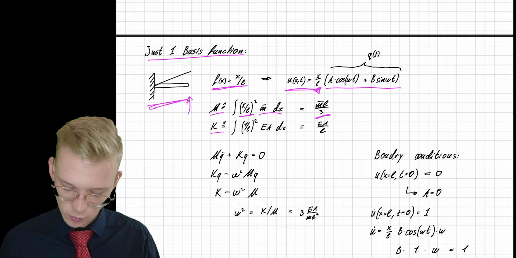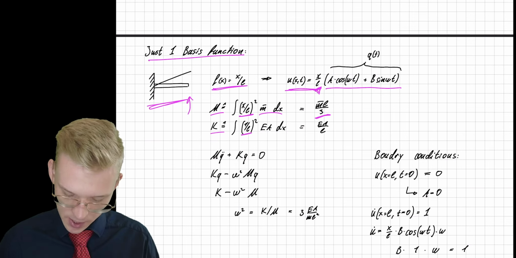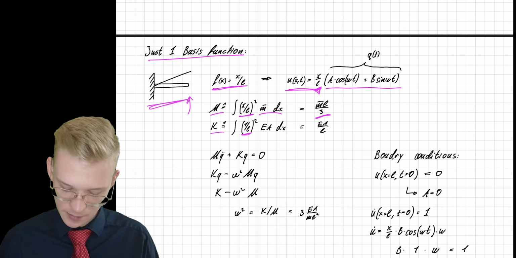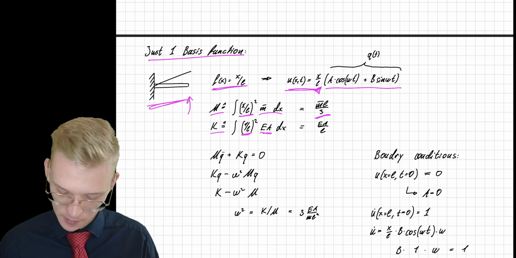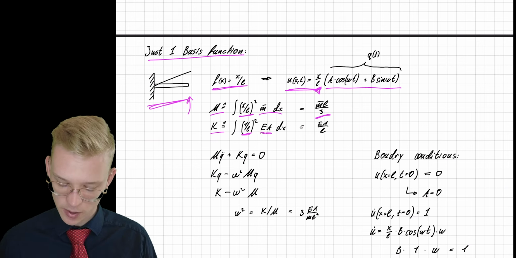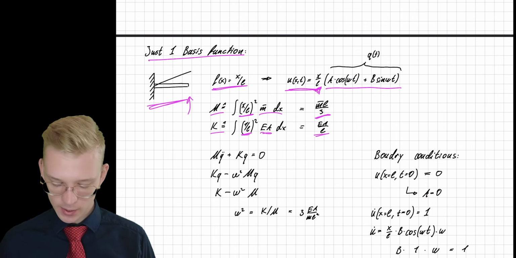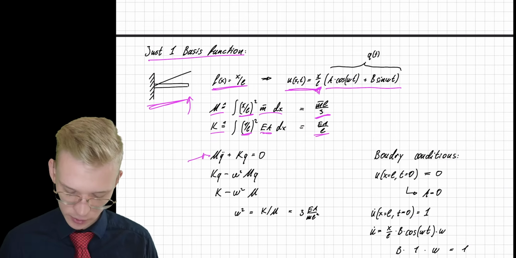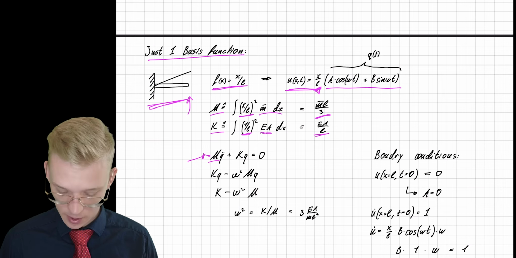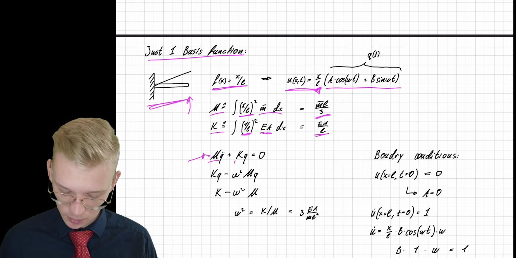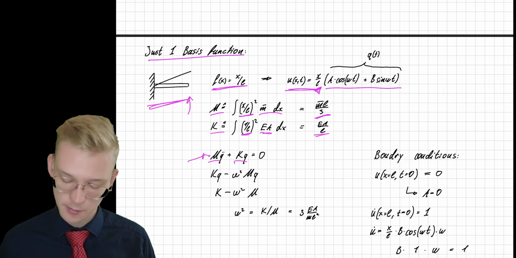For the stiffness matrix, we derive it once, and we get 1 over L squared times the Young's modulus and the area, and we get EA over L. Now we insert those 2 functions into our solution. So we have the mass times q double dot plus k times q, so the stiffness and mass matrix.